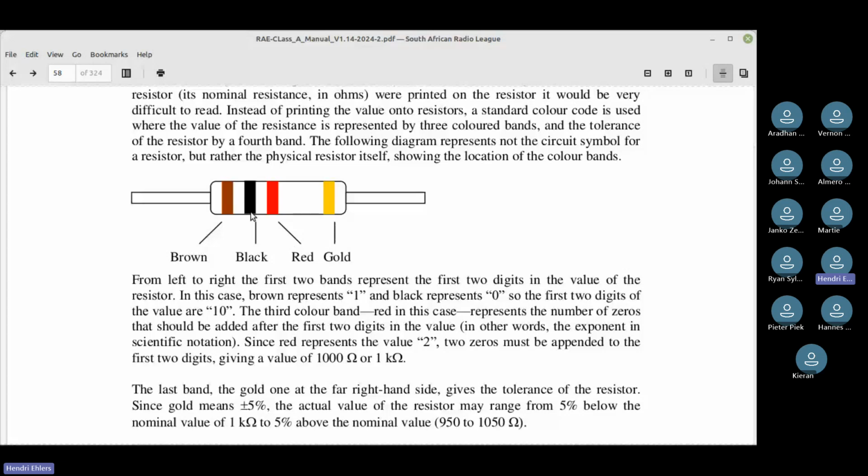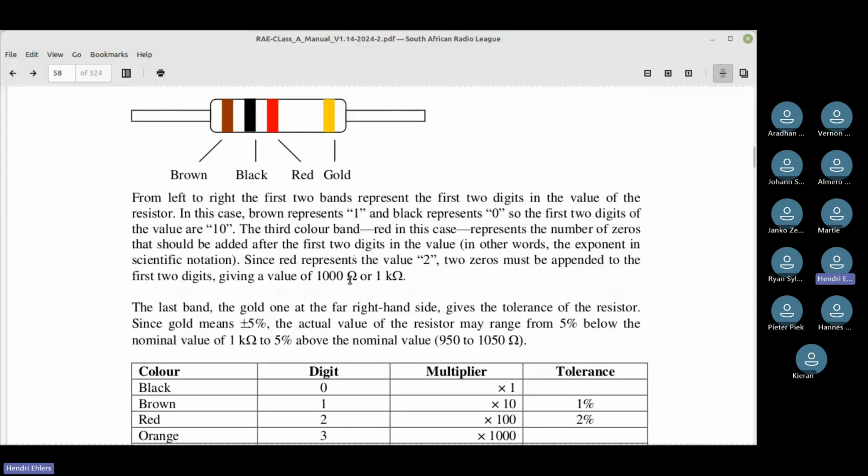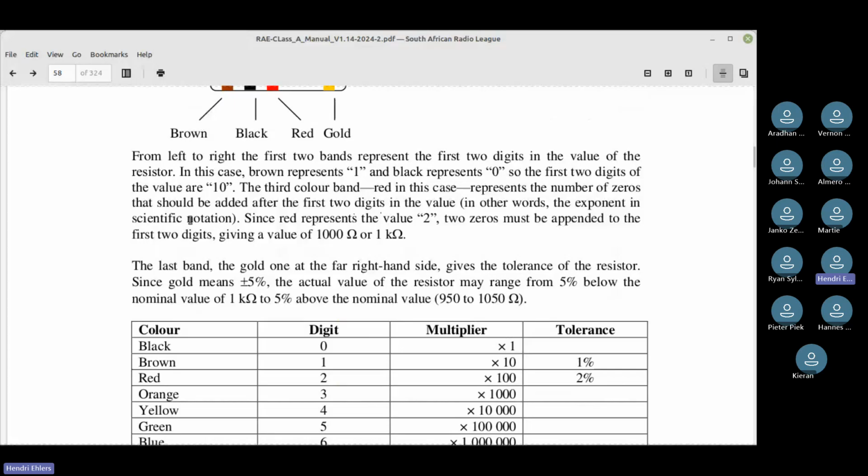So let's start with a 1 that you write down, 0 that you write down. So we've got 1, 0. Red is 2. So we've got 1, 0 with 2 zeros added on to the end. So that will give us a 1K resistor. And it seems like the book agrees. So we're happy with that.